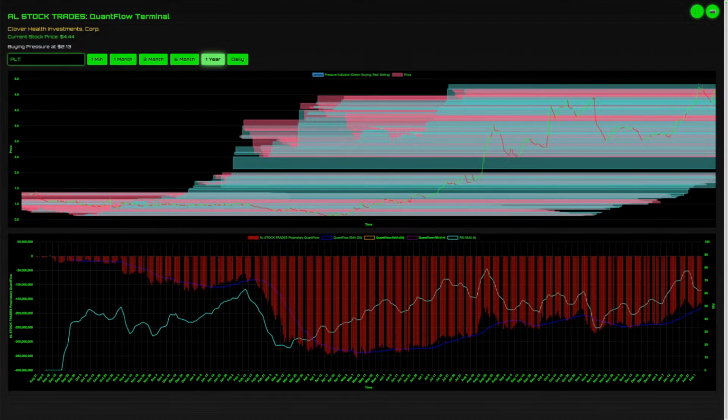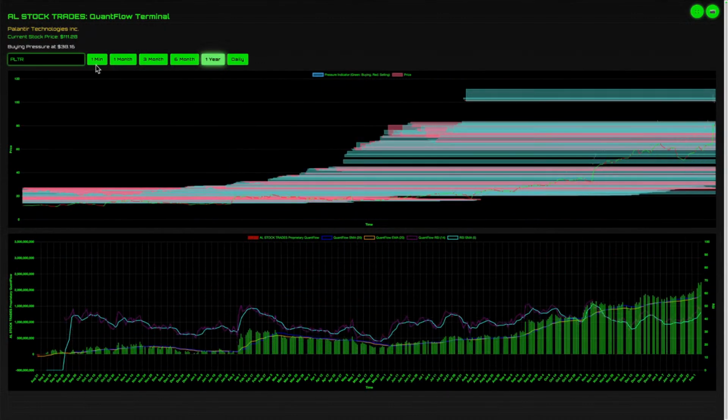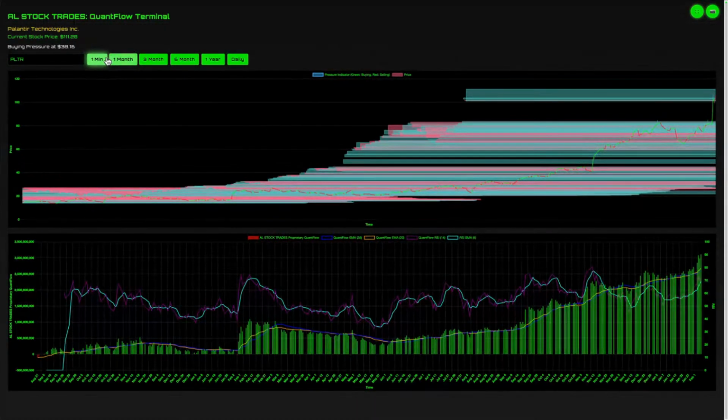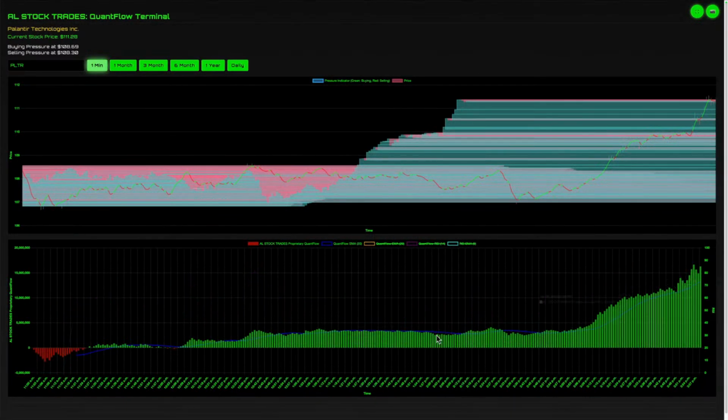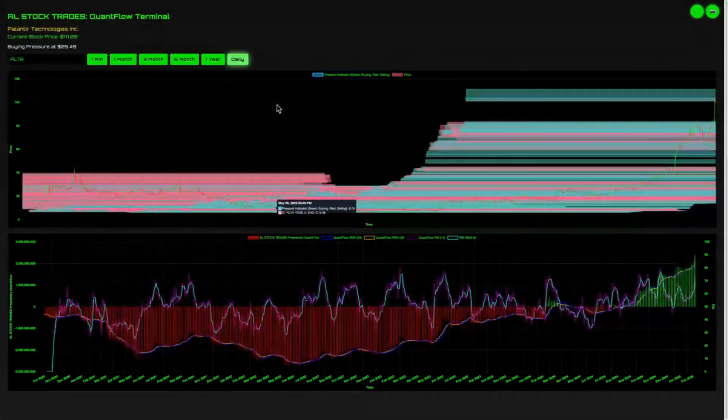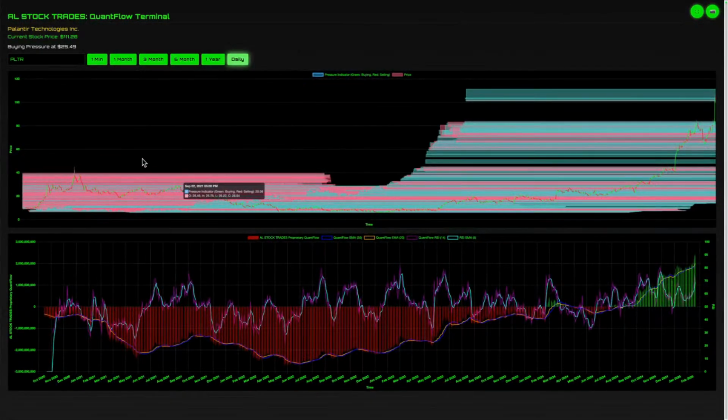And the cool part is let's go ahead and type in Palantir. Look at Palantir, right? You could see the level of sophistication here, okay? Right? You see how there's a lot of selling. In fact, let's look at the whole thing. So you can see the Palantir, there's a lot of selling pressure here, right? And all of a sudden the buying pressure started to come back online, right? And you can see there's sometimes these interspersed moments of selling pressure, but then all of a sudden we start going from negative to positive, right?